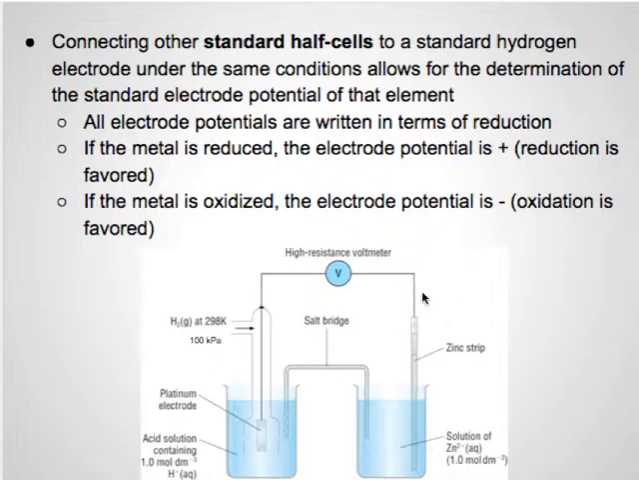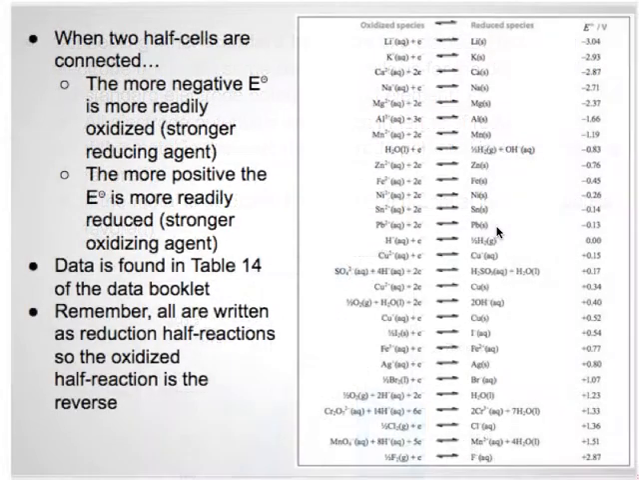So all electrode potentials are written in terms of reductions, meaning if the metal is reduced, the electrode potential is plus, meaning the reduction is favored. If the metal is oxidized, meaning it loses electrons, the electrode potential is negative, meaning that oxidation is favored. All right, the more positive a potential is, the more likely it is to be spontaneous, or the more spontaneous it is.